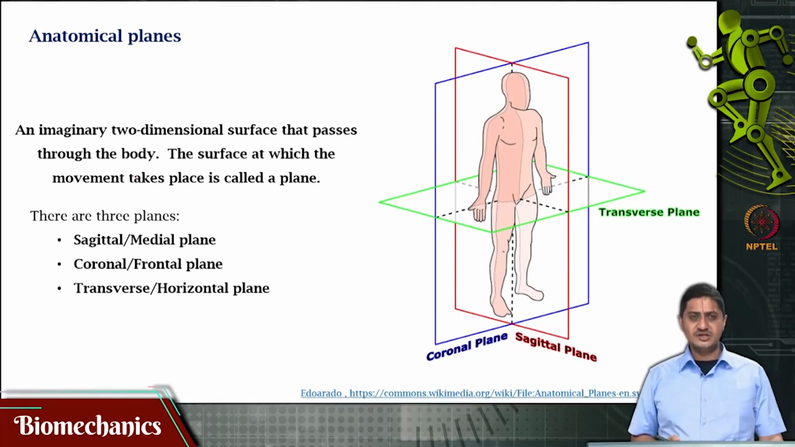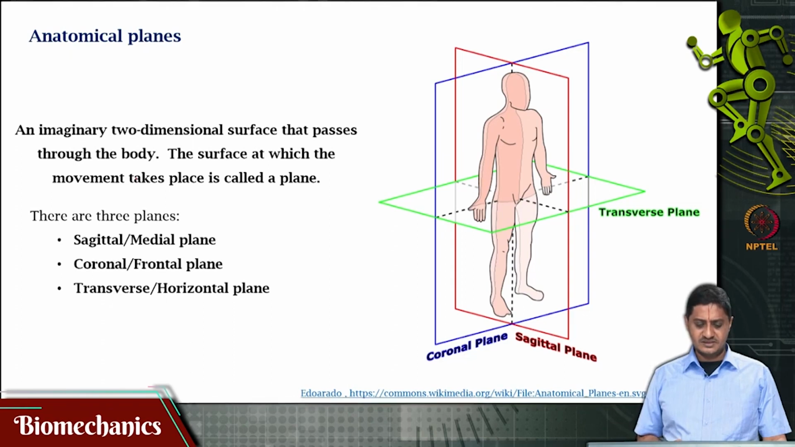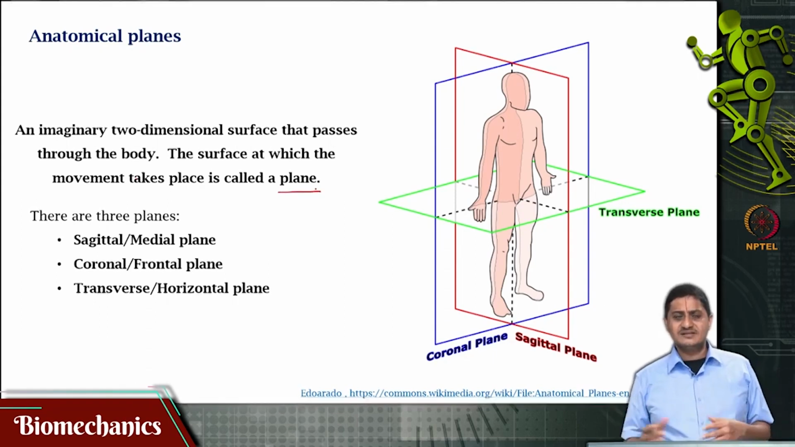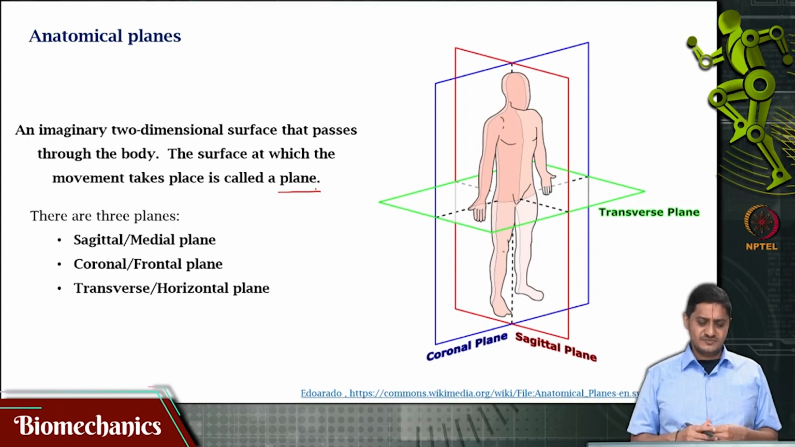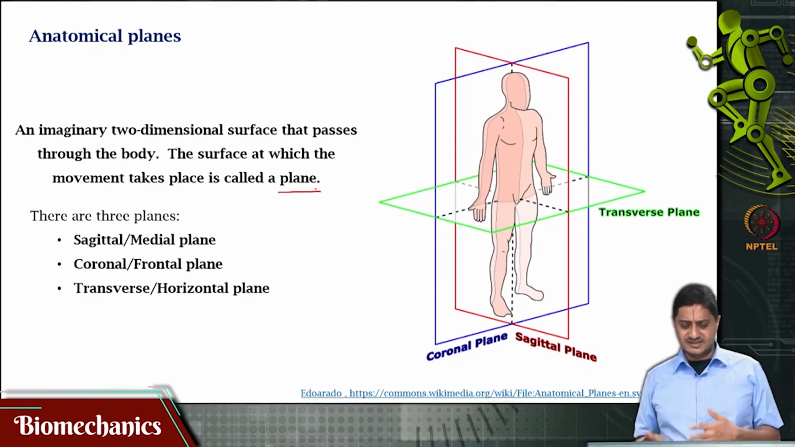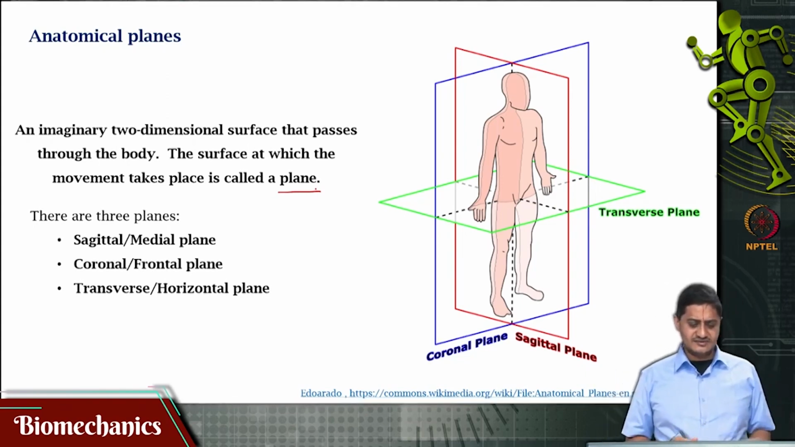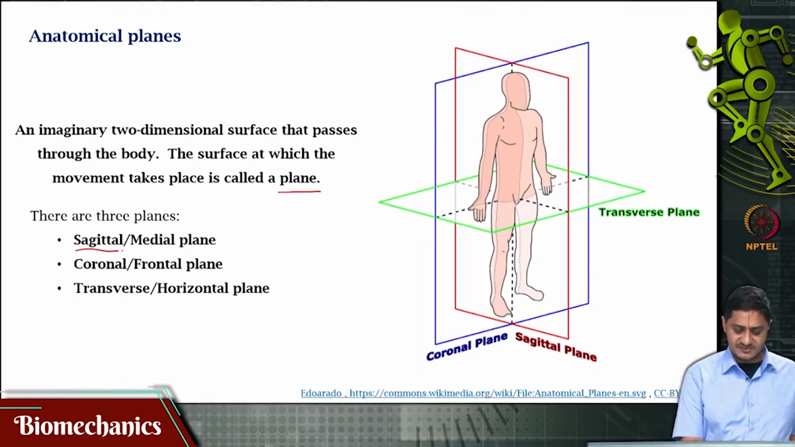It is an imaginary 2D surface that passes through the body, right. So, this surface within which the movements are taking place is called the plane. There are 3 such planes that are discussed within biomechanics. One that divides the body into the left side and the right side. This is called the sagittal plane.